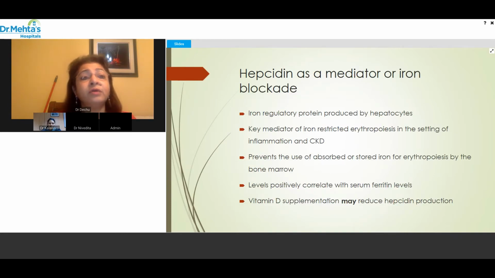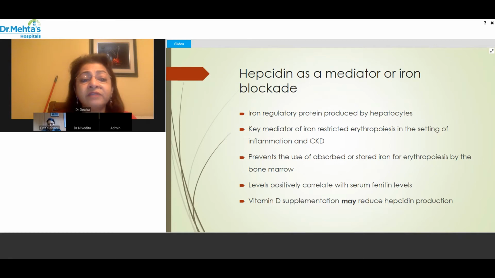I'm sure all of you have heard about it. It's a mediator of blocking iron, actually. So it's an iron regulatory protein that's produced by hepatocytes. Hepcidin is produced by hepatocytes. It's a key mediator of iron-restricted erythropoiesis in the setting of inflammation in CKD. And what it does is it prevents the use of absorbed or stored iron for erythropoiesis by the bone marrow.